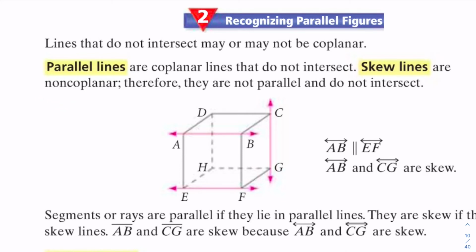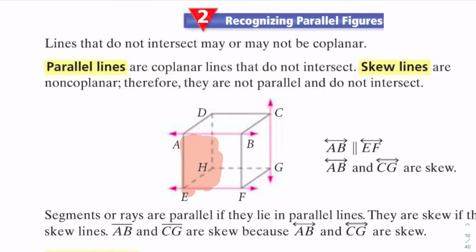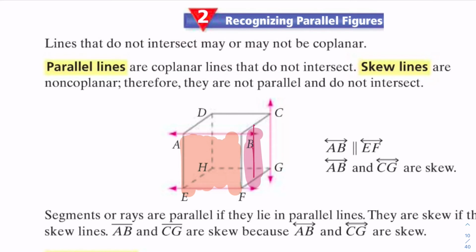So take a look. A, B, E, F are coplanar. They're on the front plane. CG is on a different plane. Let me use different colors. Here's the front plane. Here's the side plane. I keep doing something wrong here. My bad. Okay. Therefore, they are what we call skew. So they'll get further and further apart and they'll never intersect.